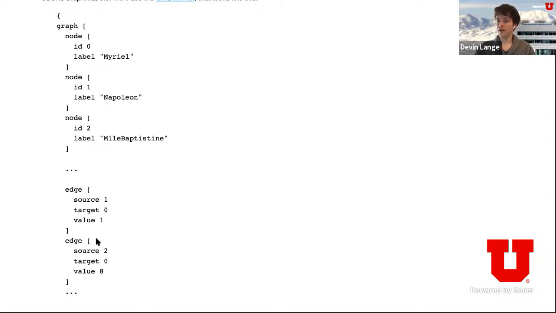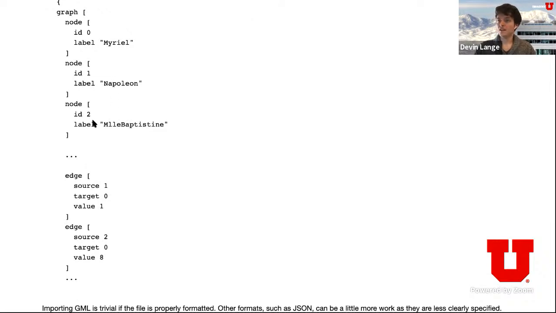So if you open up one of these files, you can see there's this hierarchical structure where you have your overall graph and then your individual nodes. Your nodes have a unique ID. You can include a label to describe it. And then your edges are the things that are going to connect your nodes. So in this case, we have a directed edge with a source and a target.